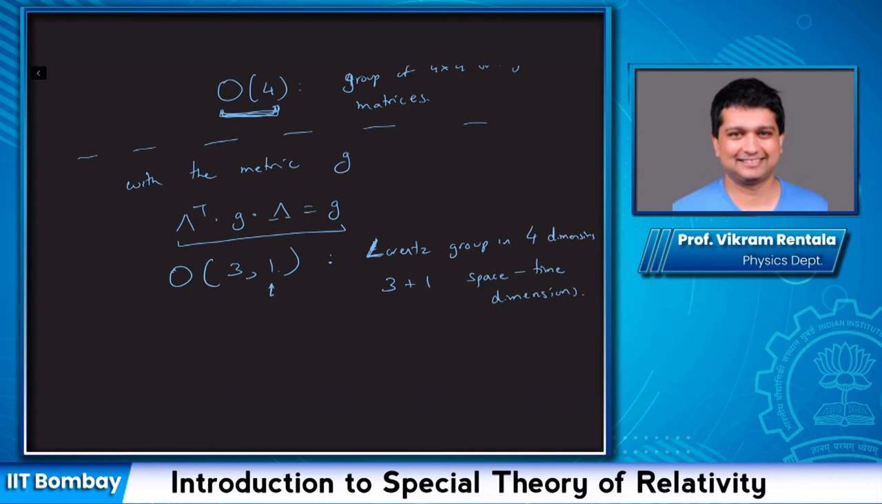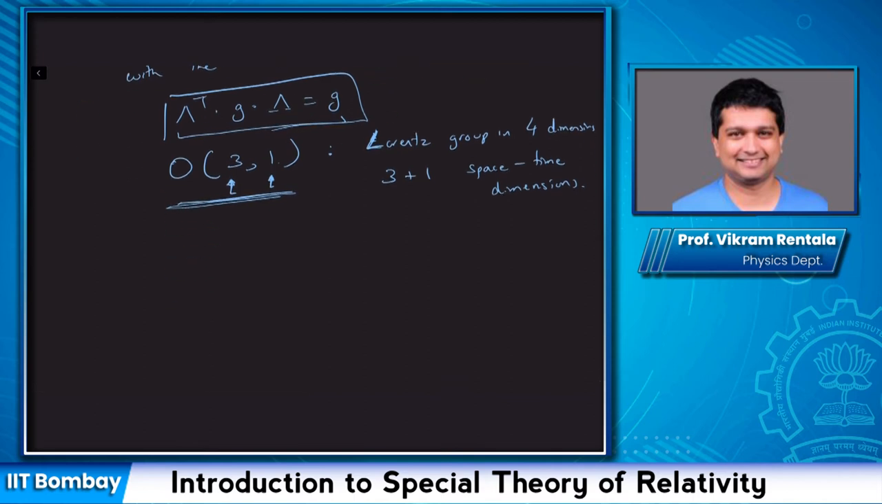Okay, so the one is to remind you that the time comes with a different sign in the metric than the spatial directions. So the group of transformations, or the group of matrices, which is composed of these boosts, rotations, parity operation, time reversal operation, which satisfy this relationship, that group is called O31. And now, if you'll recall, for the matrices lambda which satisfy this property, we had shown that the determinant of lambda can be either plus 1 or minus 1. Either of these possibilities is allowed.